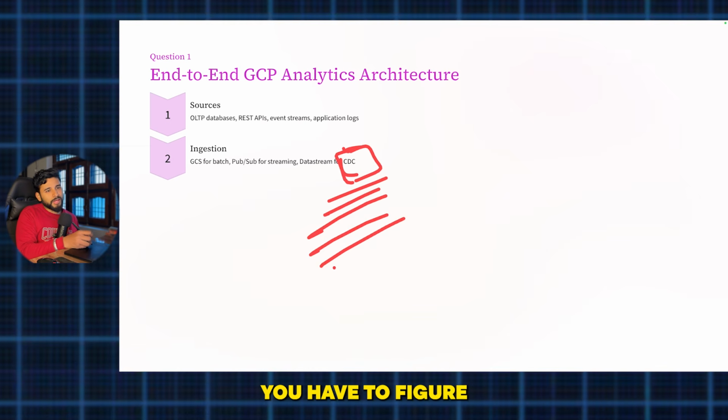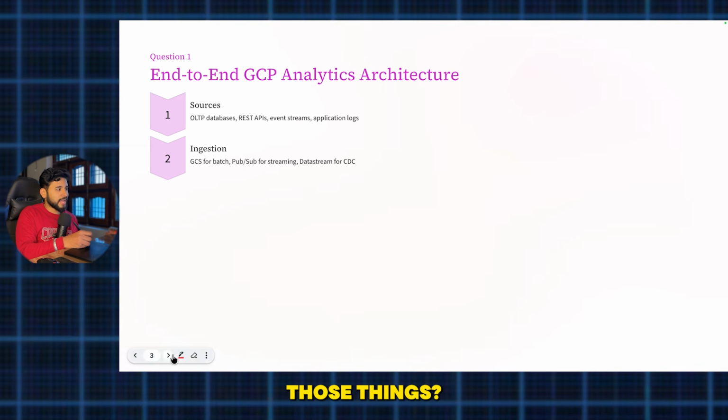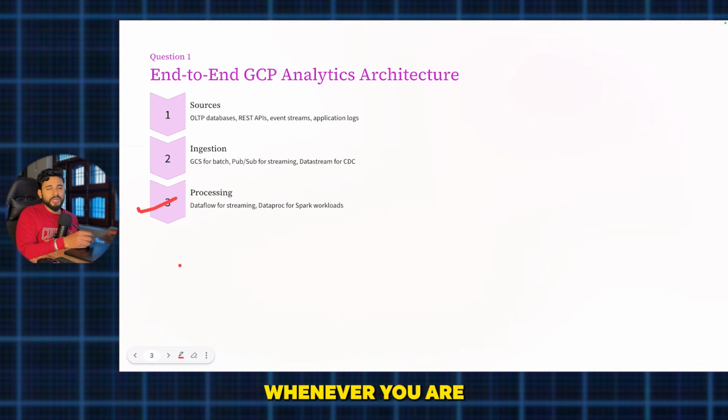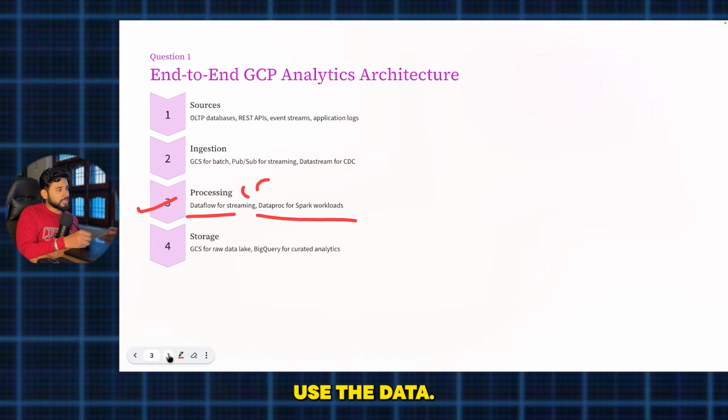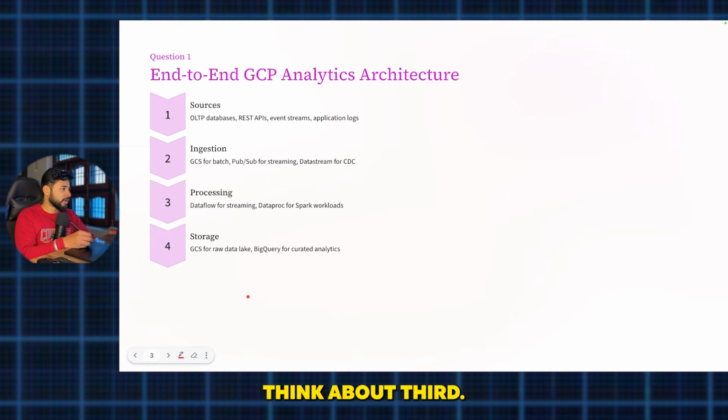That is how you have to figure out the things. You have to understand those things. The third thing is processing. Whenever you are processing the data, what kind of services can you use? Dataflow, Dataproc, whatever kind of workload. If you want to run your Spark workloads, use Dataproc. If you want to run your streaming workflows, use Dataflow. Okay, that is how you have to think about it.